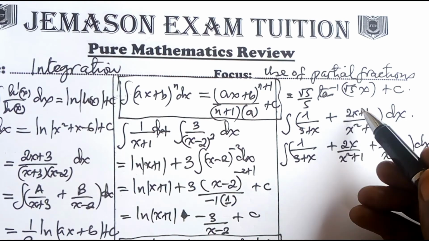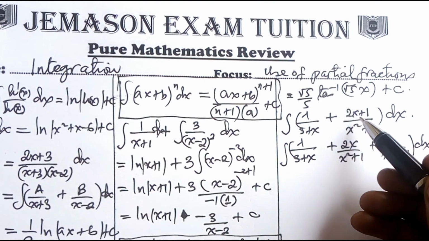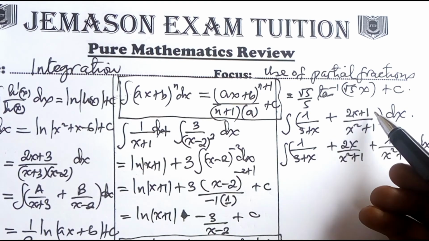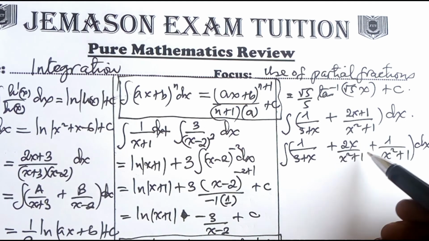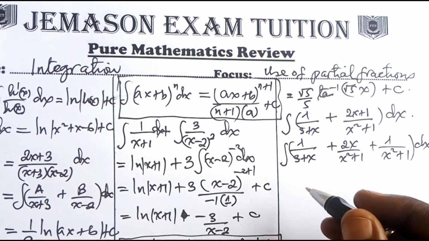So where there is a quadratic factor at the denominator, the numerator has to be linear. So when you come out with that linear numerator, you distribute that quadratic factor that is at the denominator. It will now be easy to integrate.